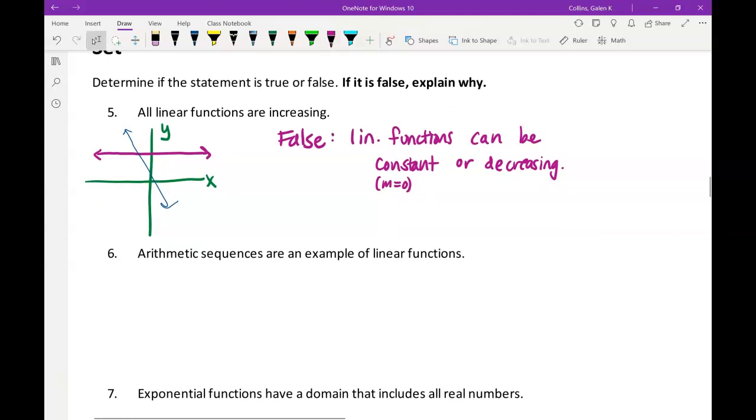Question 6, or statement 6. Arithmetic sequences are an example of linear functions. This is true. In Unit 2, we talk about how arithmetic sequences, I'm going to just abbreviate ASEQ for arithmetic sequence, are discrete linear functions. So they are a type of linear function. I'm just abbreviating for time here in the video, and they're discrete. So that's a true statement.